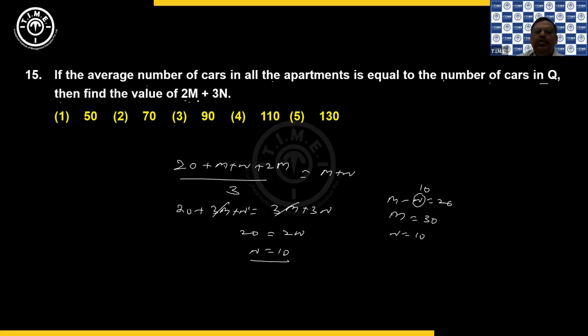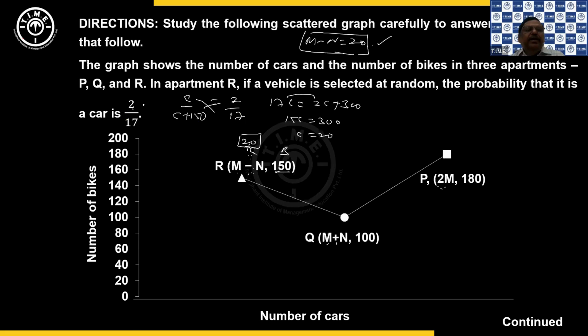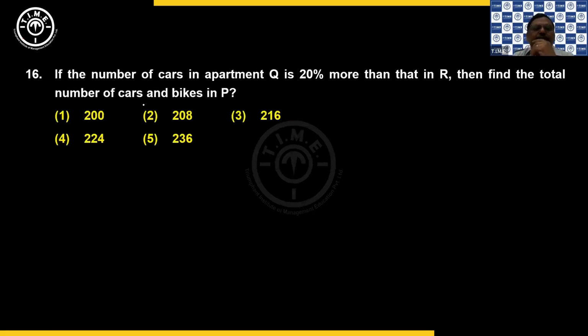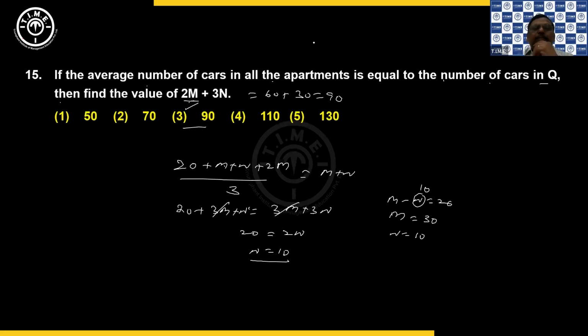Now what is it you want to know? 2M means 2 times 30, 60, plus 3N, 3 times 10, 30. 60 plus 30, 90. Am I clear? Right, friends. Got the same answer? Yes, you are right. Both of you are right. Let's go to the next.